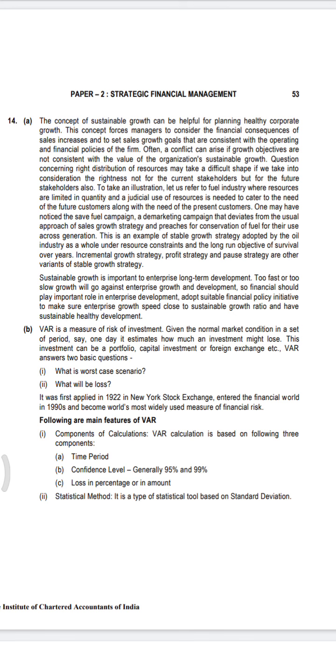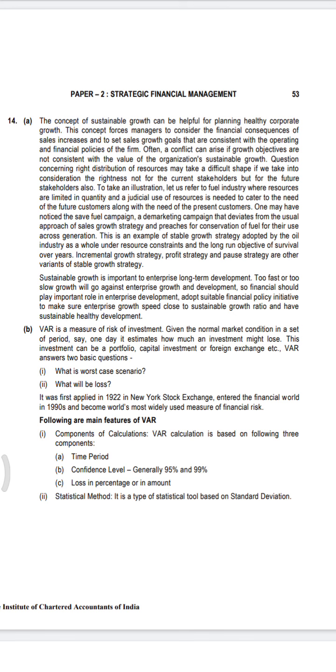To take an illustration, let us consider the fuel industry where resources are limited in quantity and judicious use of resources is needed to cater to the needs of the future customers along with the needs of the present customers. One may have noticed the Save Fuel campaign, a demarketing campaign that deviates from the usual approach of sales growth strategy and preaches conservation of fuel for use across generations. This is an example of stable growth strategy adopted by the oil industry as a whole under resource constraints and the long run objective of survival over years.